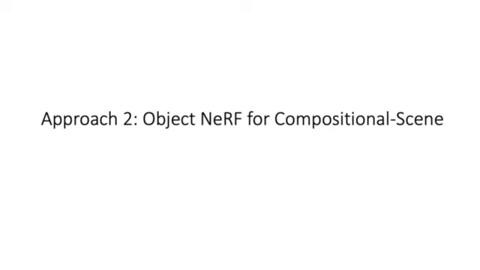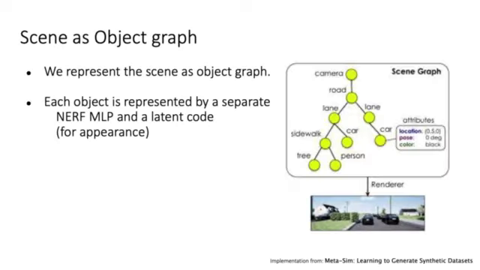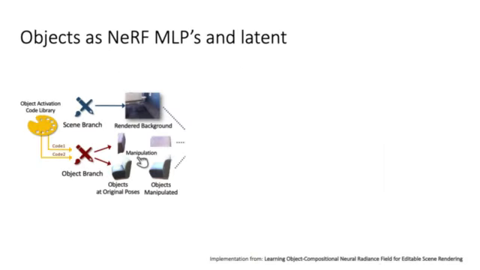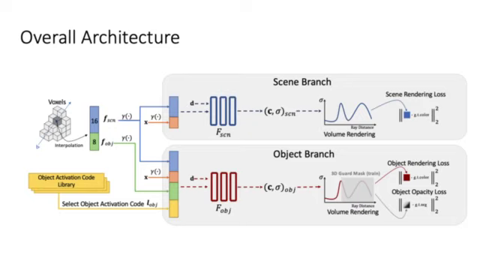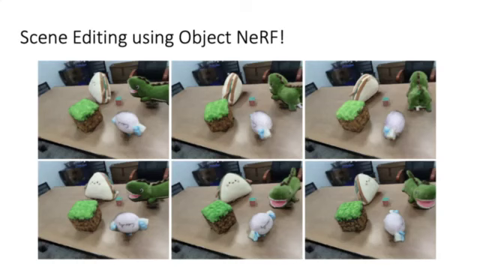Now let's dive deep into the second approach of reconstructing scenes as a compositional graph of objects. By representing each object separately, we can easily manipulate and edit them around. Particularly, we can duplicate objects, move them around. We represent each object using a NeRF MLP and a latent code. The entire scene can then be rendered by compositing different object NeRFs and rendering at a particular viewpoint.